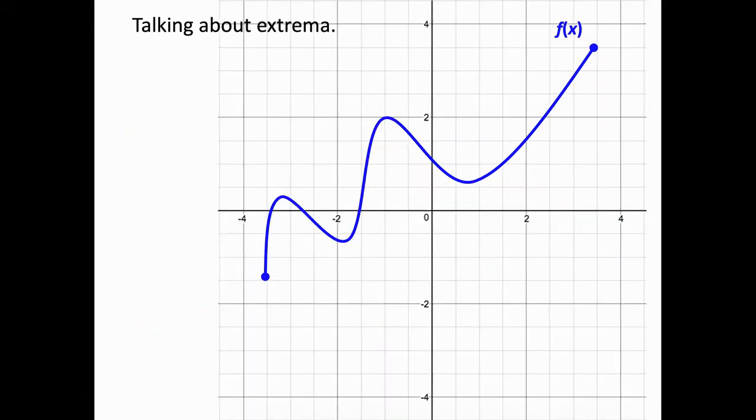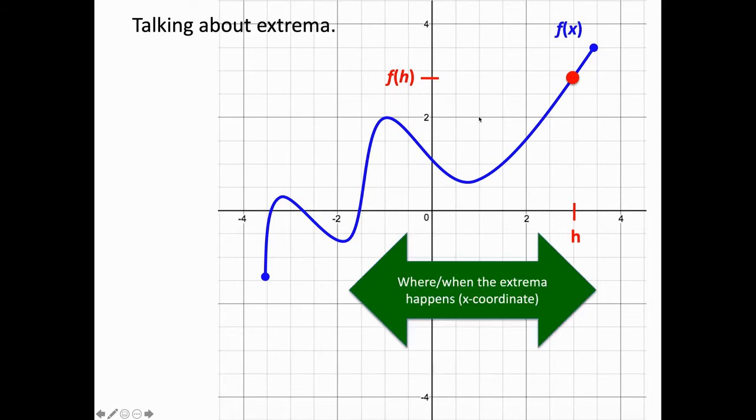So continuing this idea about extrema, we have to make sure we know how to talk about it, because there's two ways in which you can approach extrema. You can ask yourself, when is it happening, or what is it? So let's look at the following example here. Suppose I have an input of h, right here, and the output is f of h, so my function evaluated at h. So when the extrema happens, or where it's happening, is the x-coordinate.